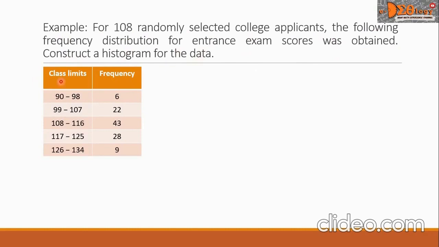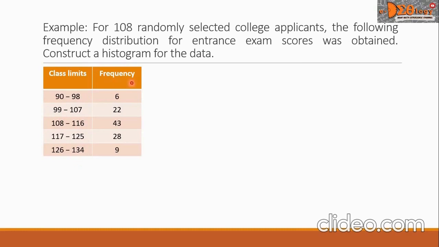We have a table here with 2 columns. The first column is for class limits or class intervals. We have 1, 2, 3, 4, 5 groups. The first class interval is from 90 to 98. The second class interval is from 99 to 107. The third is from 108 to 116. The fourth class interval from 117 to 125. The last class interval is from 126 to 134.